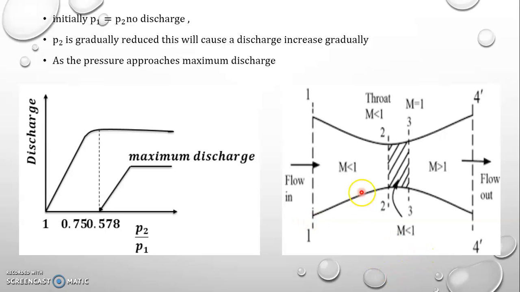For the convergent and divergent nozzle, we have already talked about sonic velocity. The Mach number is the velocity of the fluid divided by the velocity of sound. In the convergent nozzle, the steam velocity is less than the sound velocity; at the throat section, the steam velocity equals the sound velocity. In the divergent section, the steam velocity is greater than the sound velocity.